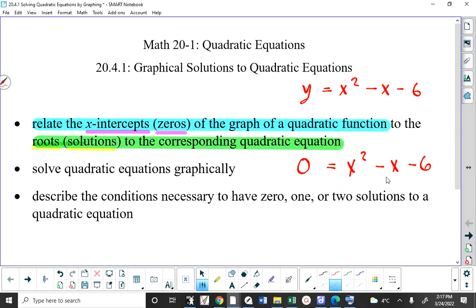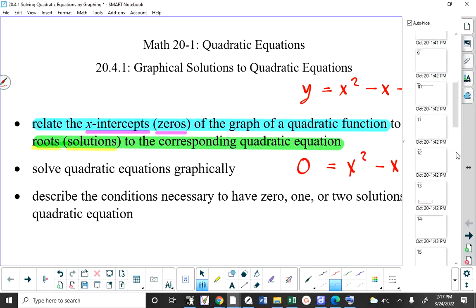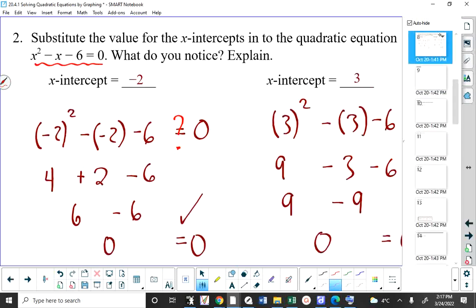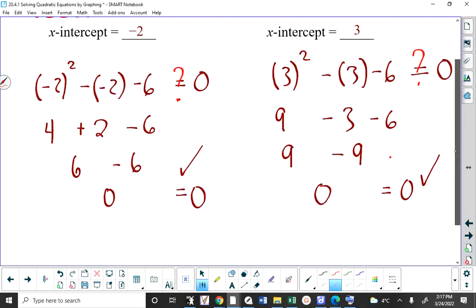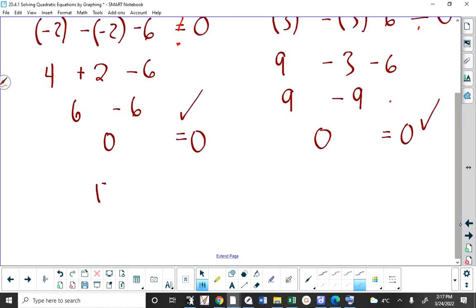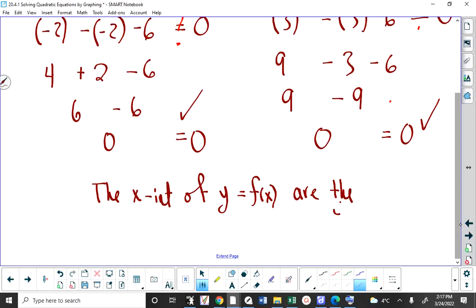Okay. So we are asked here to write, what do you notice? Well, what do we notice? Let's see. We notice that the x-intercepts of y equals f of x are the solutions to f of x equals 0.